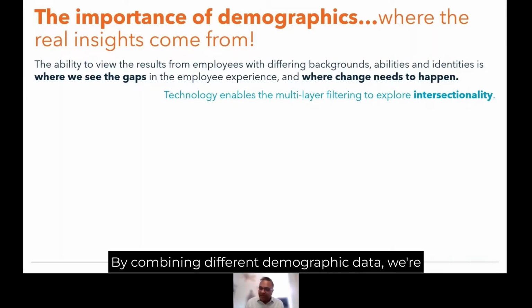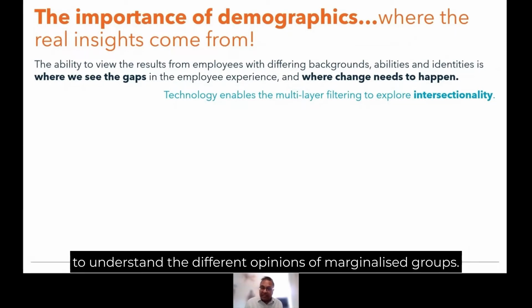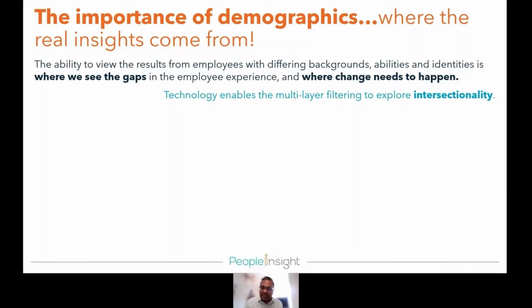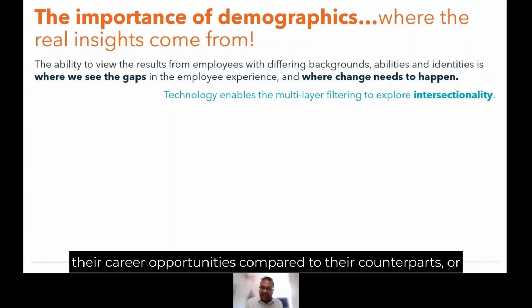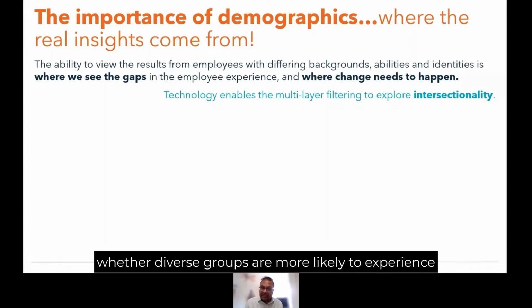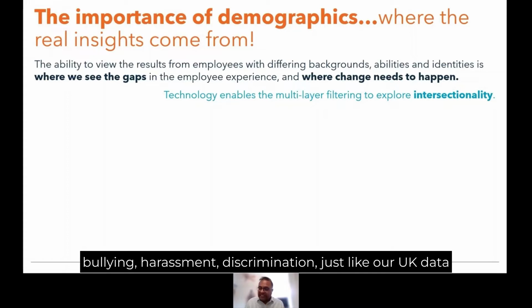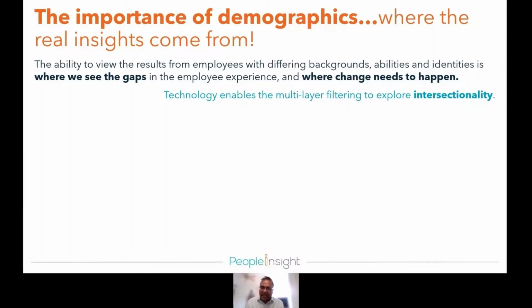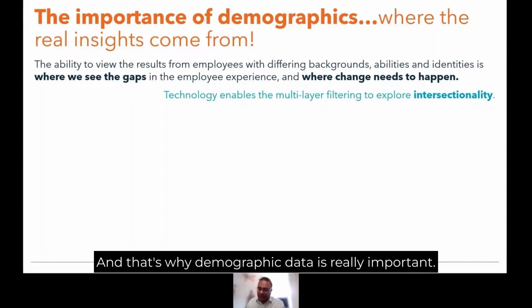By combining different demographic data, we're able to explore things like intersectionality. If, for example, we want to increase representation among senior levels within our organization, we need to understand the different opinions of marginalized groups. For example, what do BAME women think about their career opportunities compared to their counterparts? Or whether diverse groups are more likely to experience bullying, harassment, discrimination, just like our UK data shows. We need to cut the data by different populations to get those trends. And that's why demographic data is really important.